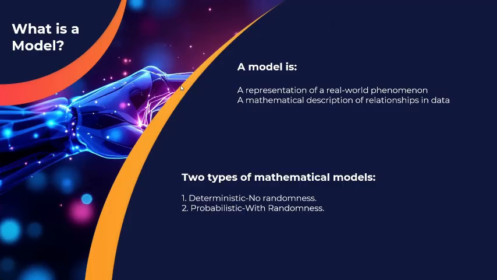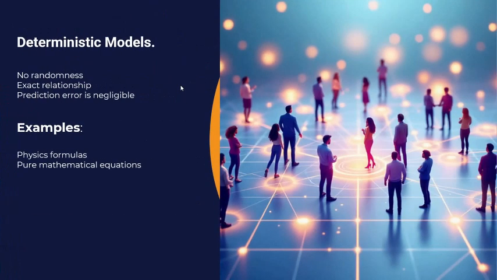So what do you mean by deterministic model? With a deterministic model, there's no randomness. Then with a probabilistic model, we're dealing with randomness and uncertainties. That's basically what a model is. Then let's proceed to understand each of these types of models.